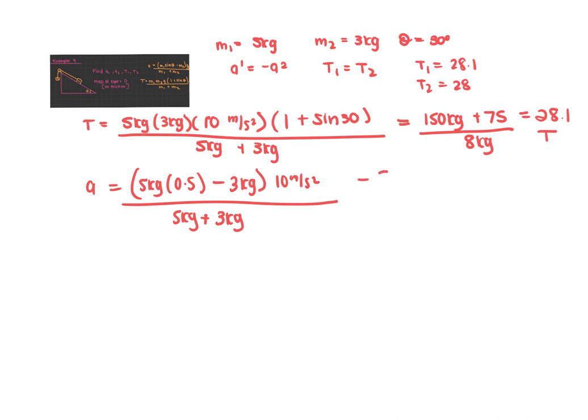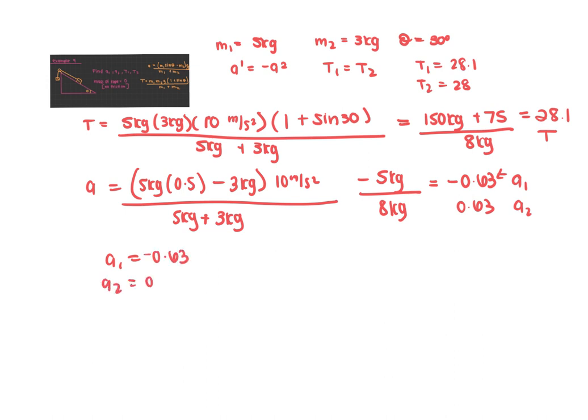You have negative 5 kilograms over 8 kilograms, which gives us negative 0.63. Now, let's call this A1, right? We know that A2 is going to be the opposite, and A2 would be 0.63. So A1 equals negative 0.63, and A2 equals 0.63.